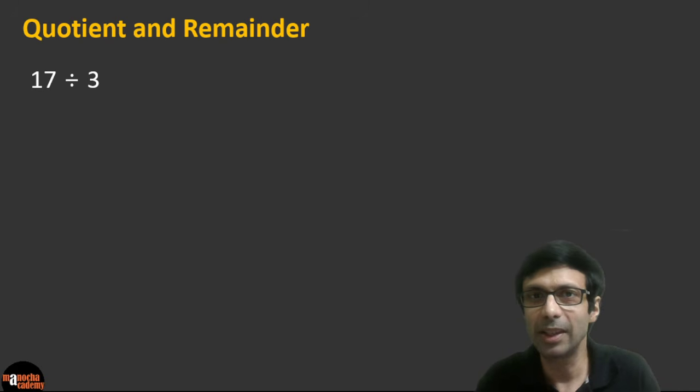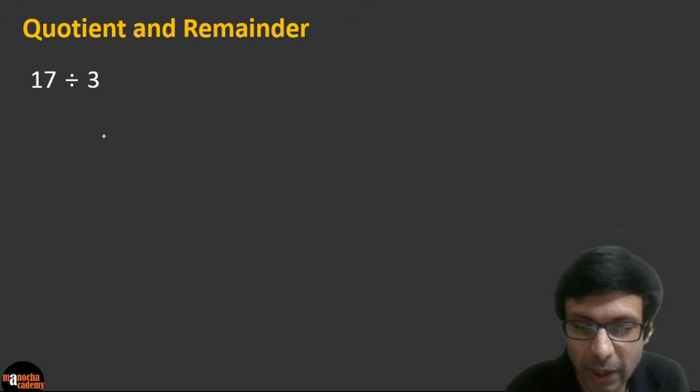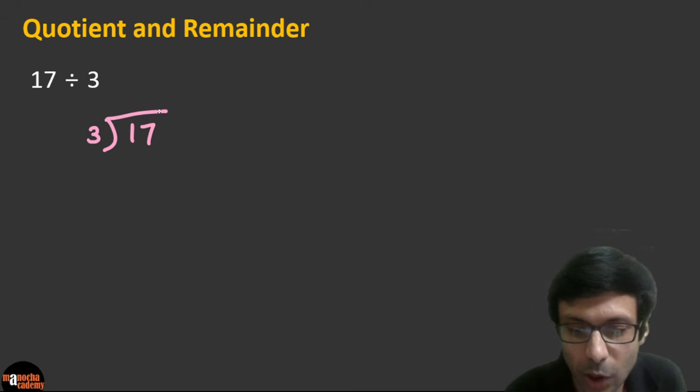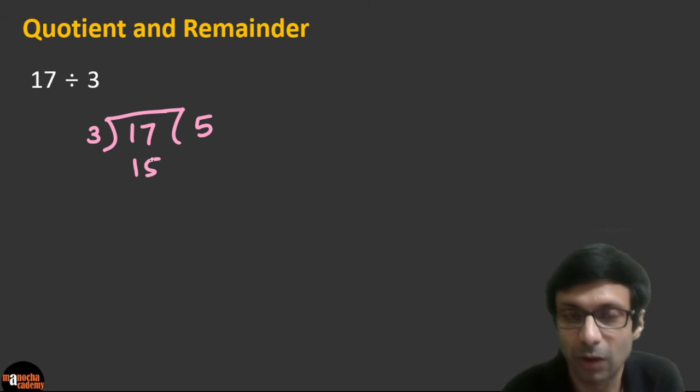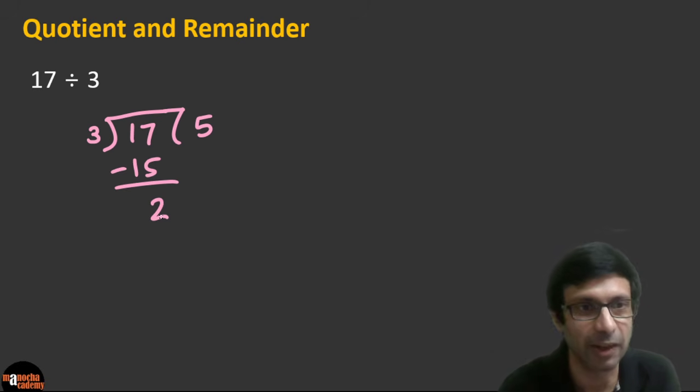So let's start with a very simple example. What do we mean by quotient and remainder? So guys, when you do this division, right? When you're dividing 17 by 3, how do we do that guys? 3 times 5 is 15 and this is our remainder.